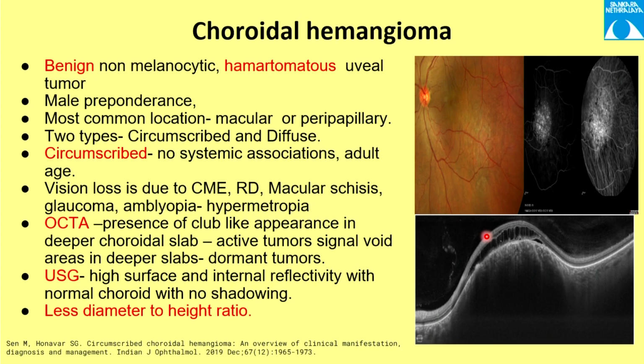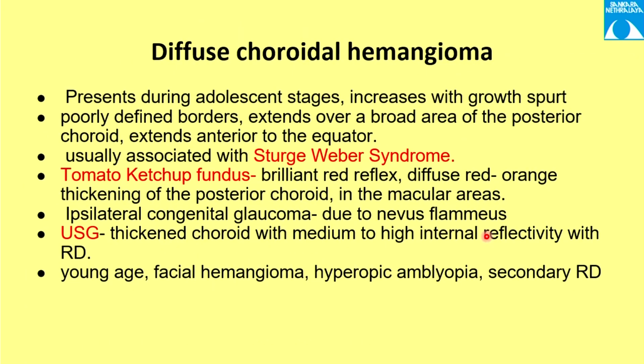On ultrasound, there is a high surface and internal reflectivity. With a normal choroid, there is no backshadowing seen, since it's a vascular tumor. And it has a lesser diameter to height ratio.